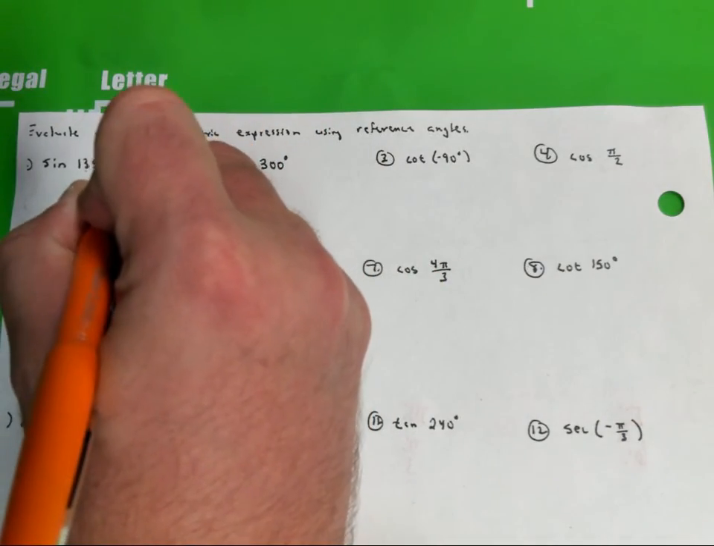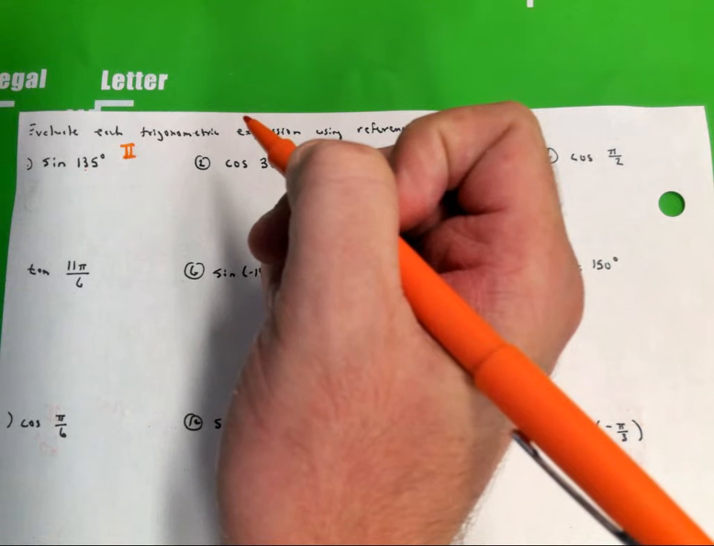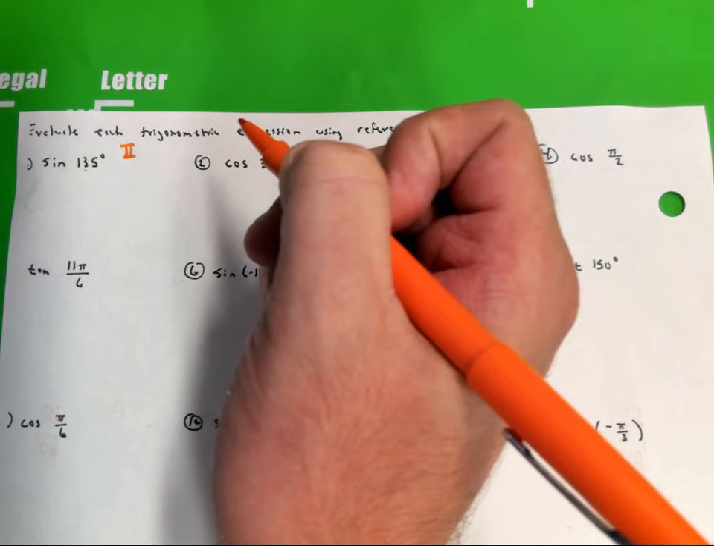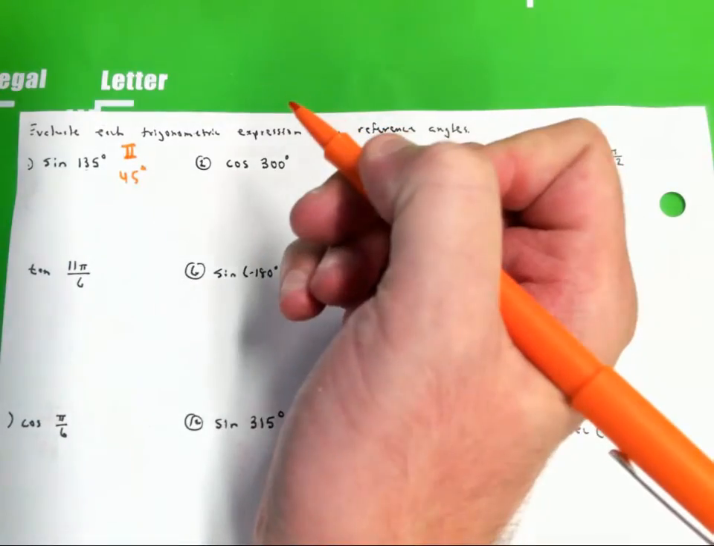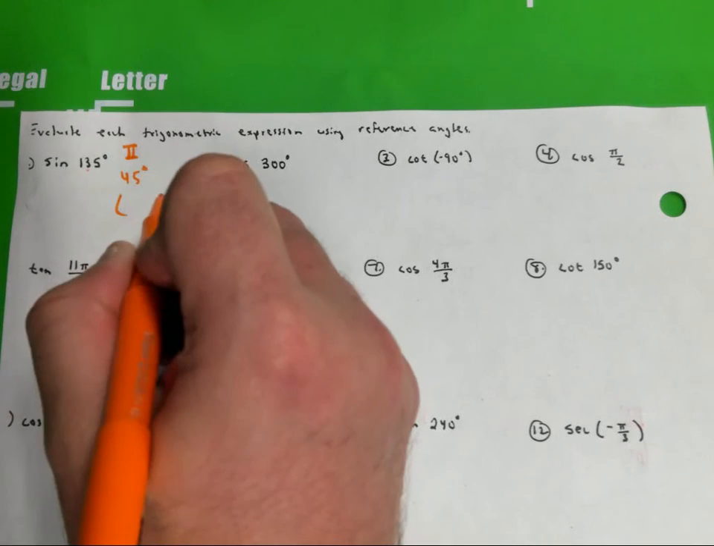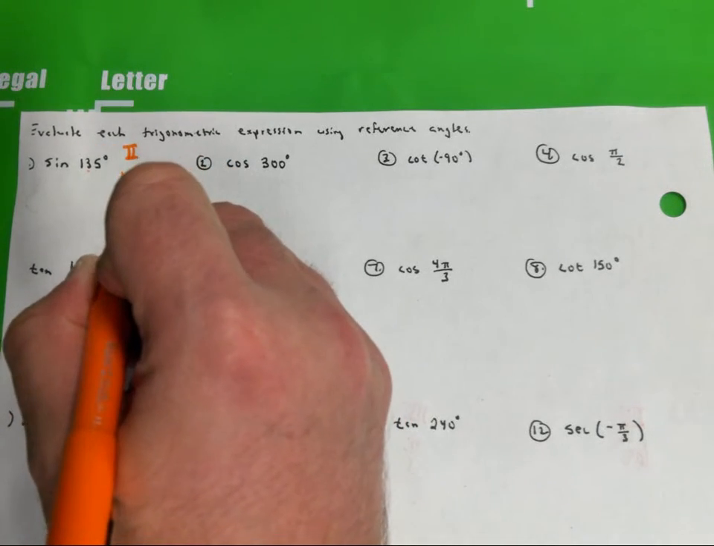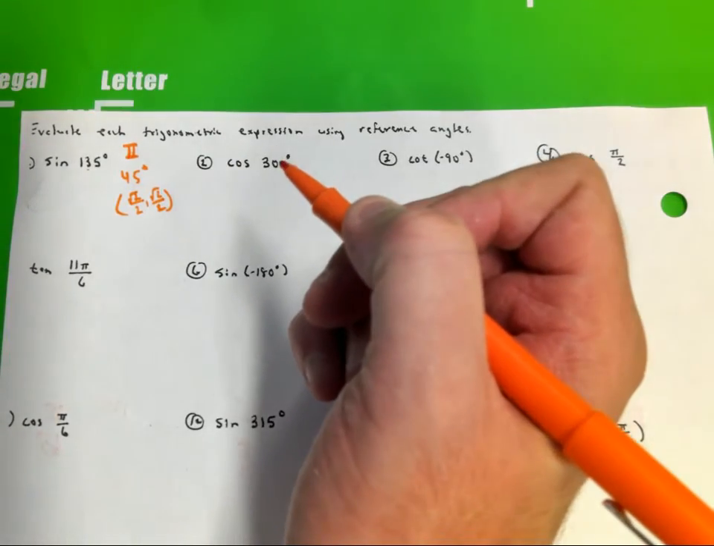I'll put down it's in quad 2. Then I find my reference angle. 180 minus 135 is 45. Now I'm going to write down the ordered pair associated with 45. That is square root of 2 over 2, square root of 2 over 2.